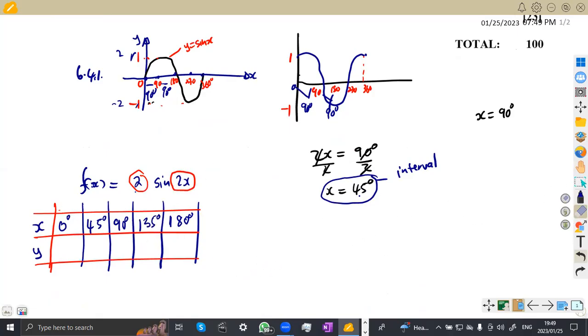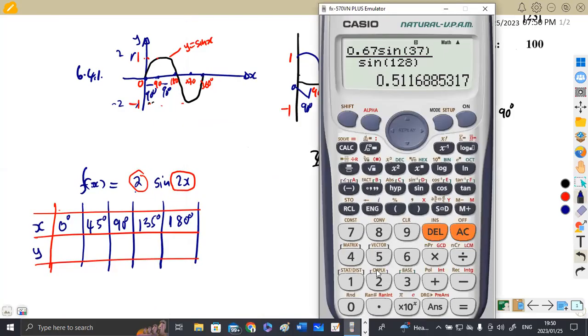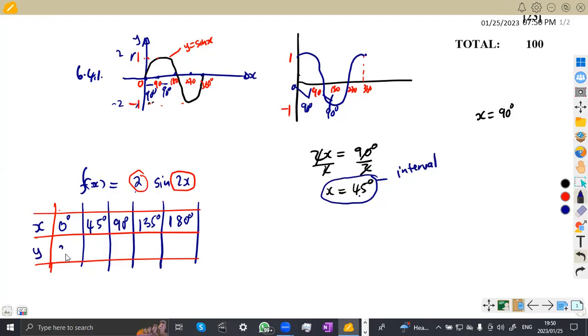With this table of values, we are going to find the corresponding values of y by using our calculator. We're just using our calculator directly. Make sure that it's in degrees. So it's 2 sine 0 degrees. Okay, 2 times 0, guys, because this is 2x. Let me just write 2 times 0, which is 0. So we are going to obtain a 0 there.